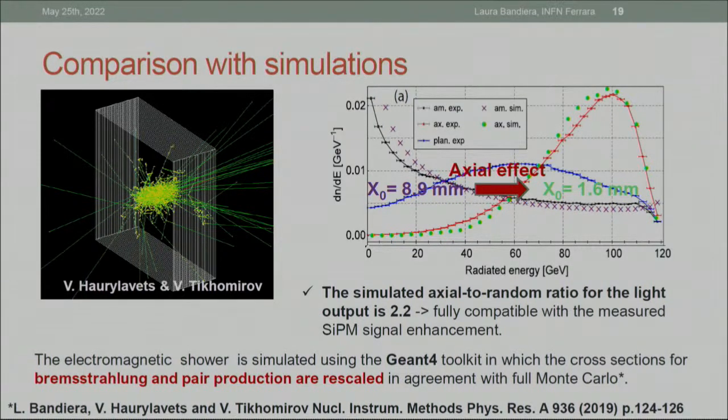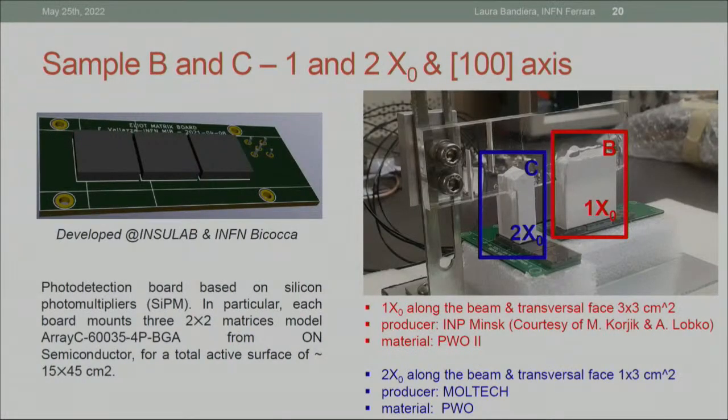But through simulation, I can extrapolate everything. For the primary beam, it's like having a crystal with a 1.6 millimeter radiation length, so a reduction of a factor of 5 for the primary particle's radiation length. And we obtain a ratio for the light output of 2.2, which is fully compatible with what we measure with the silicon photomultiplier.